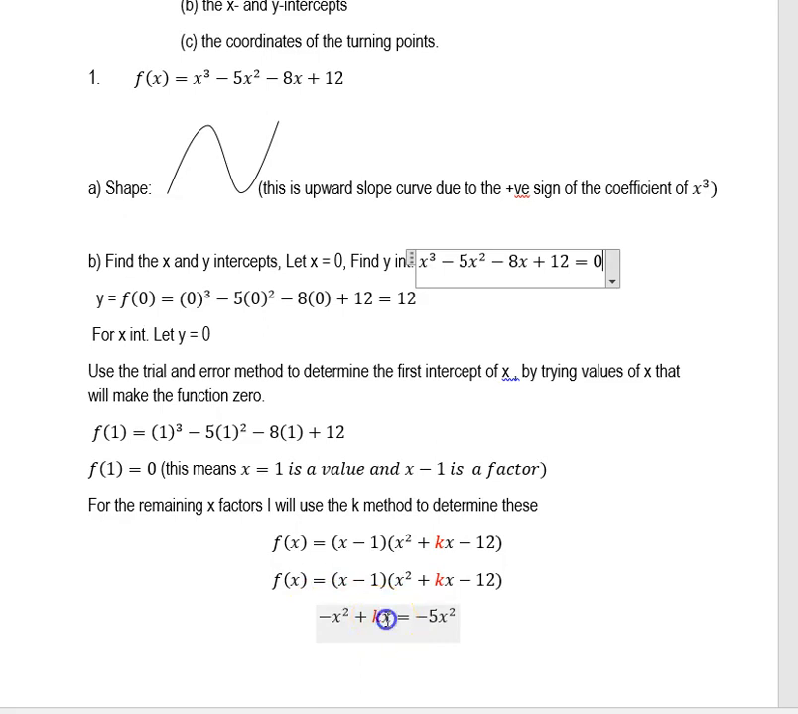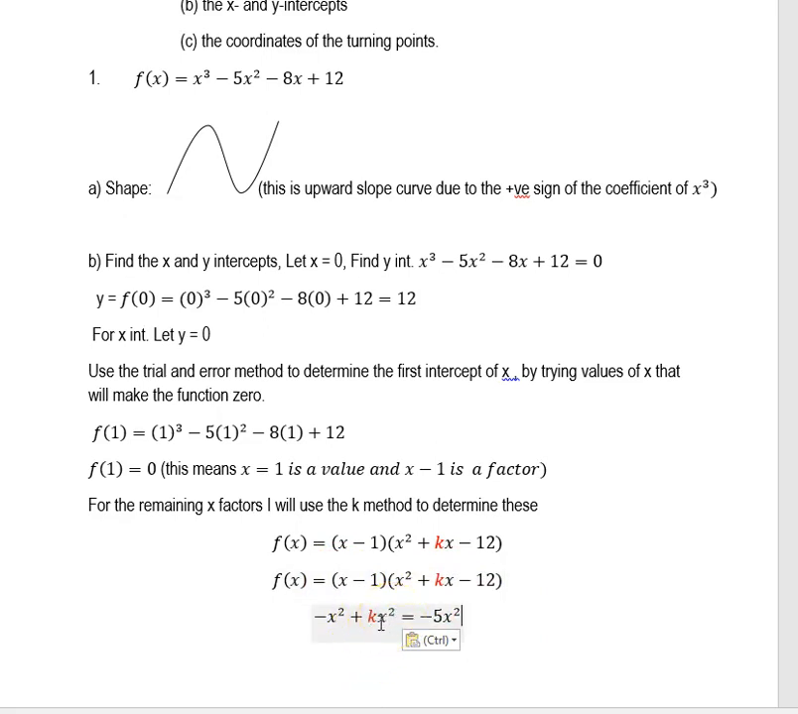Now, there's a little bit of error there. That should be x squared, not x. So I'm going to erase that and put x squared there. Now, how am I sure it's x squared? That's the second factor. It's x times kx. That gives me kx squared.